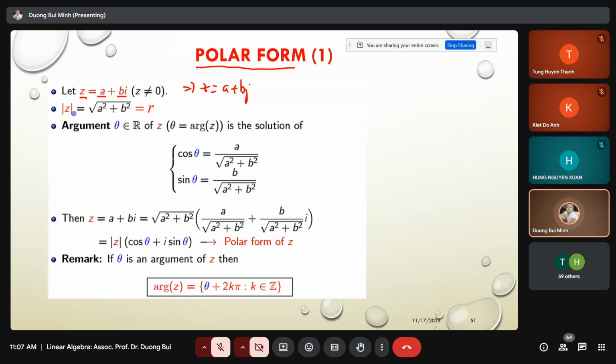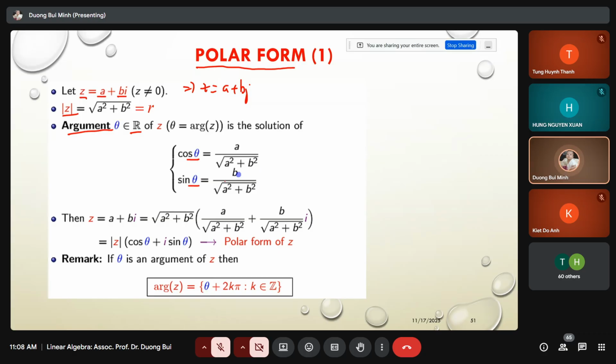So we can calculate the absolute value of z, and we can get the phase angle. Sometimes we say argument. For electrical engineers they say phase angle, but for mathematical applications they say argument, but it's the same. So theta belongs to the real number set, and we can get cosine theta and sine theta. We just apply the formula.